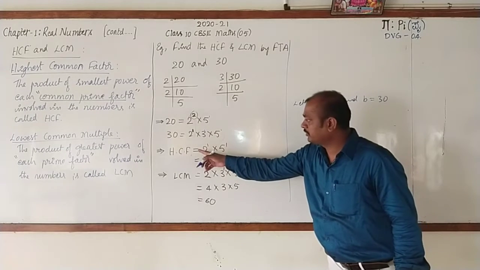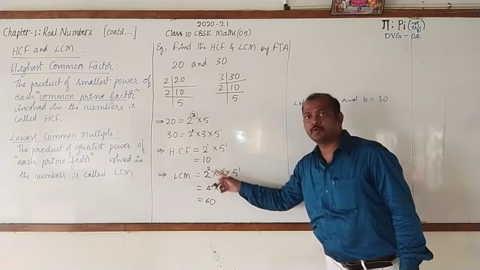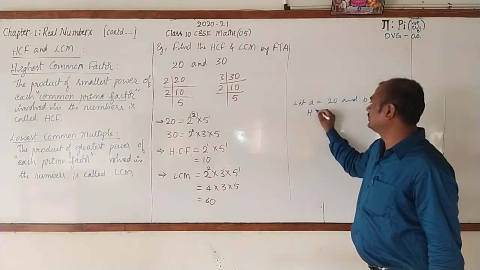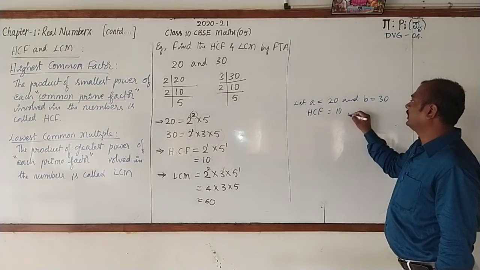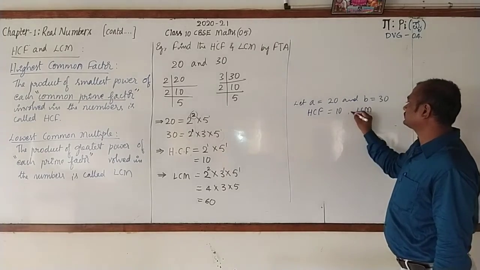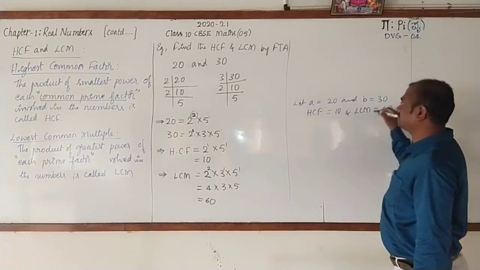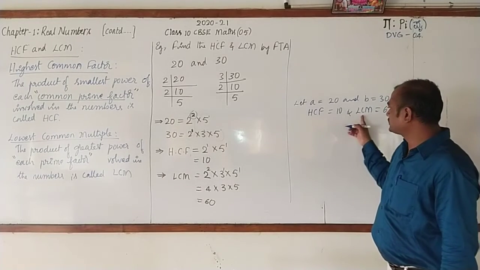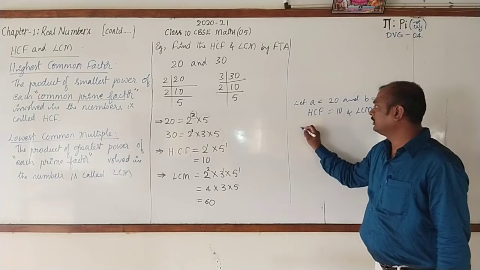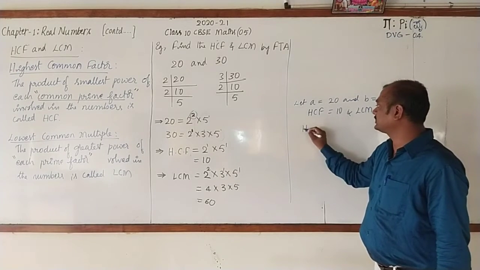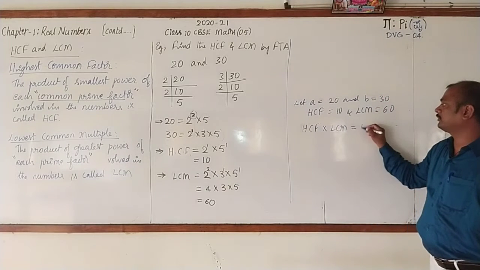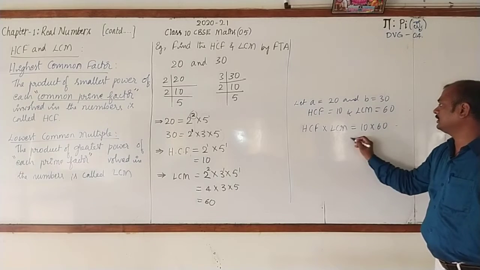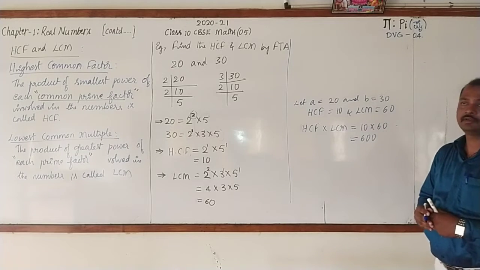Their HCF and LCM are found. HCF is how much? It is 10. And LCM is 60. Now observe it. I find the product of HCF and LCM. HCF into LCM is equal to 10 times 60. The product will be 600.